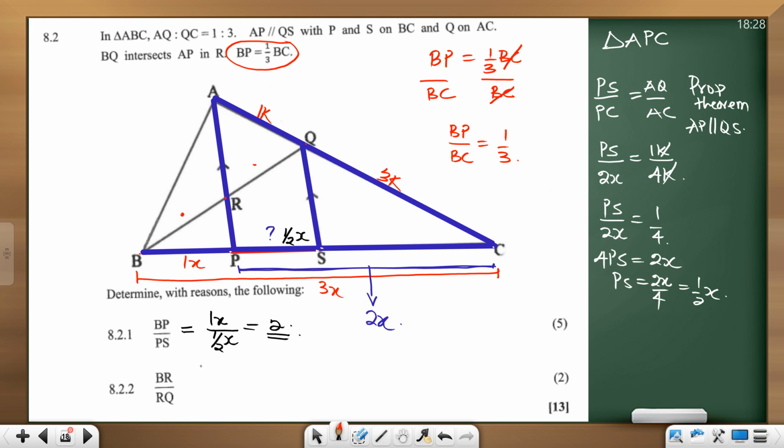Remember, I'm moving top over bottom, so I must do the same on the other side. Top over bottom. BP over PS. What's my reason? Proportionality theorem. Which lines are parallel? RP parallel to QS. So therefore, BR over RQ. By the way, do you notice this is the answer I got from here? What is our answer? 2. We're done. 2 marks.